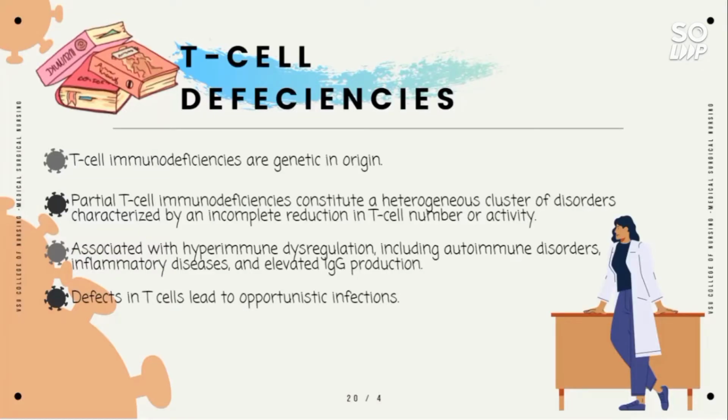So what is T-cell deficiency? T-cell deficiency is also called T-cell immunodeficiency. These deficiencies are genetic in origin. Partial T-cell immunodeficiencies constitute a heterogeneous cluster of disorders characterized by an incomplete reduction in T-cell number or activity. Unlike severe T-cell immunodeficiencies, however, partial immunodeficiencies are commonly associated with hyperimmune dysregulation, including autoimmune disorders, inflammatory diseases, and elevated IgG production.